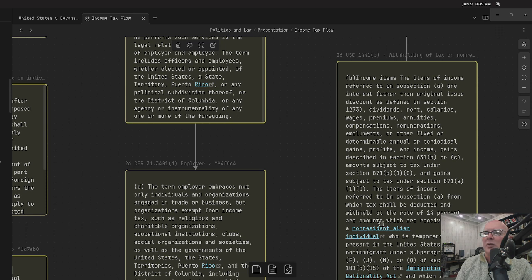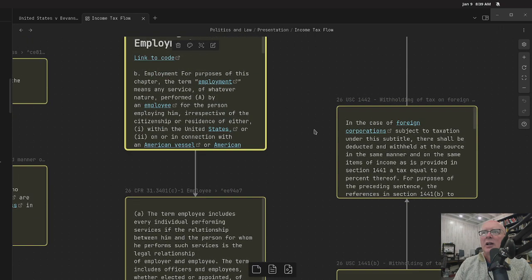The items of income referred to in subsection A from which tax shall be deducted and withheld at a rate of 14% are amounts which are received by a non-resident alien individual who is temporarily present in the United States as a... Okay, so this section, 1441, is related to income that's paid to a non-resident alien that is temporarily in the United States. He's in the District of Columbia receiving payments in the District of Columbia. So that's what 1441 is related to.